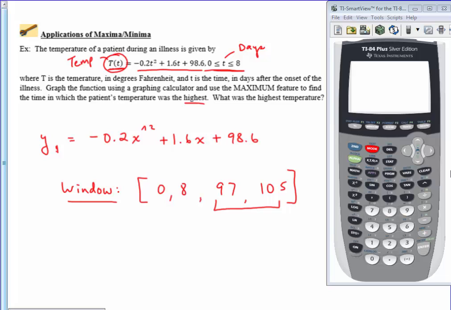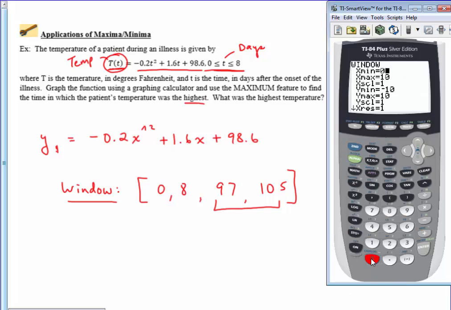From here, let's enter our function and then we will graph it. If you have a function in there, clear it out. So in here we'd have negative 0.2x raised to the second. I have to arrow over, plus 1.6x plus 98.6. Go to the window, and we will use the window we have set here.